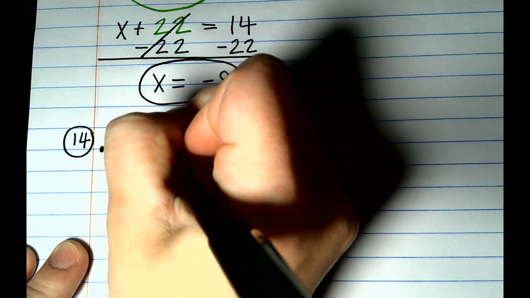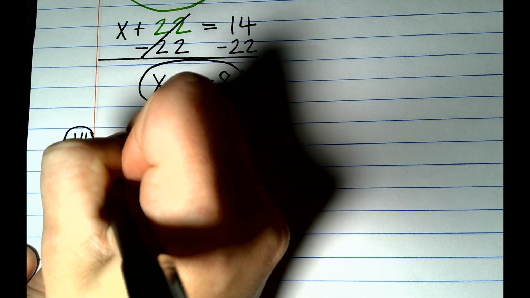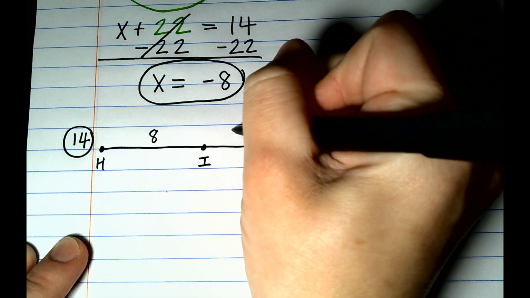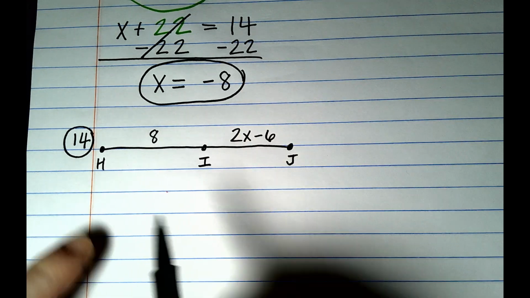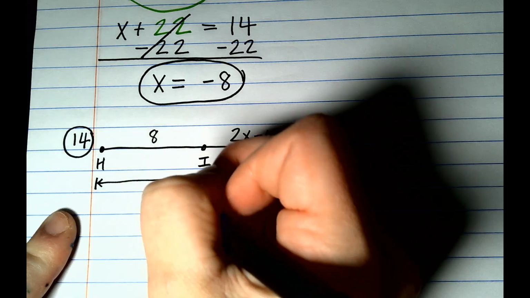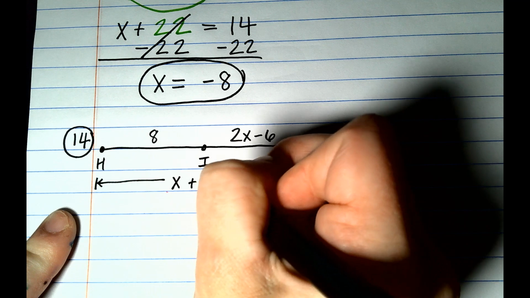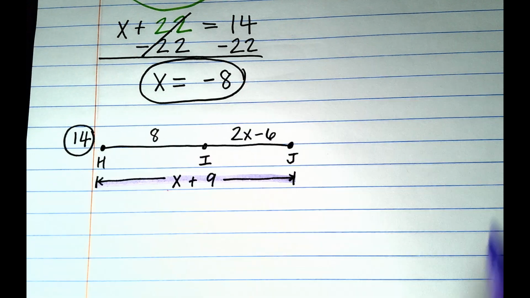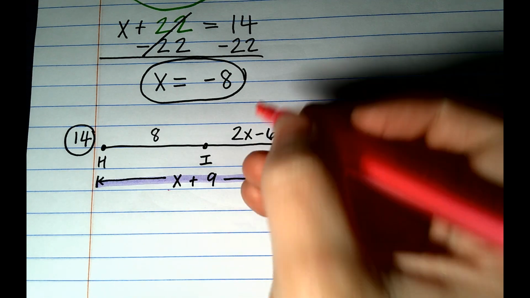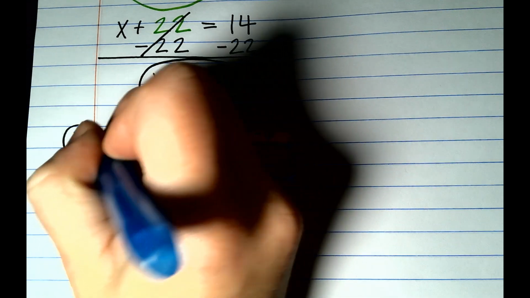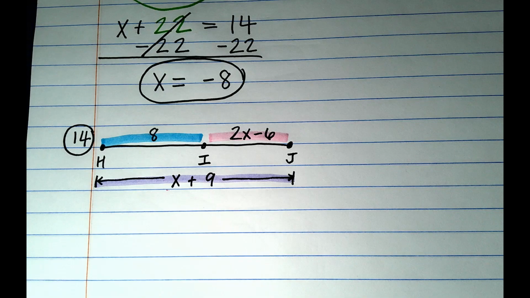I have 8 from H to I. From I to J, 2x minus 6. And my total length from H to J, x plus 9. Okay, so I'll do the colors again. My whole is x plus 9. And then I've got my 2 parts, 2x minus 6 and 8. How would I set this equation up?